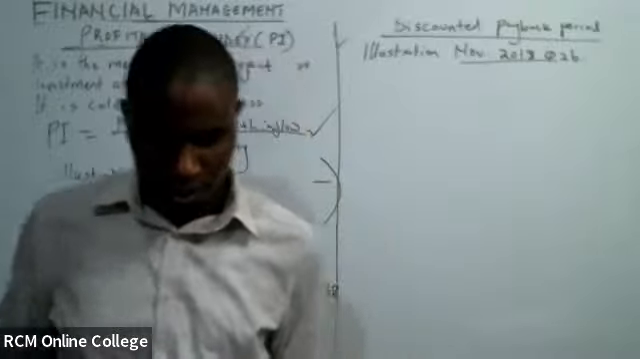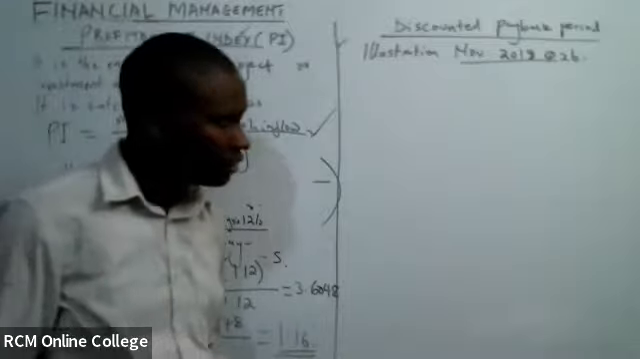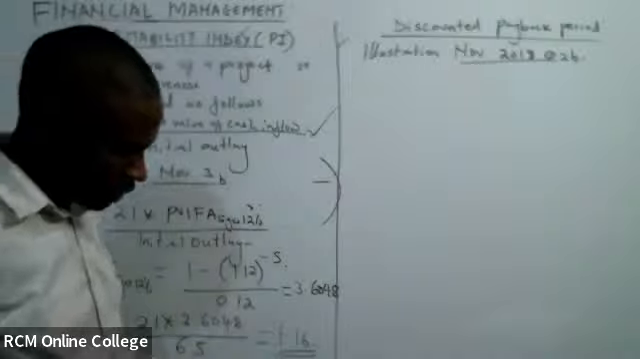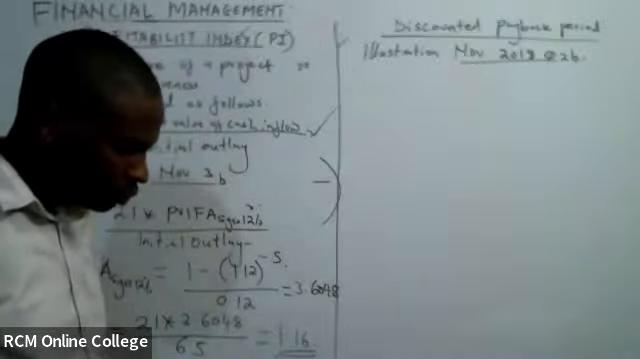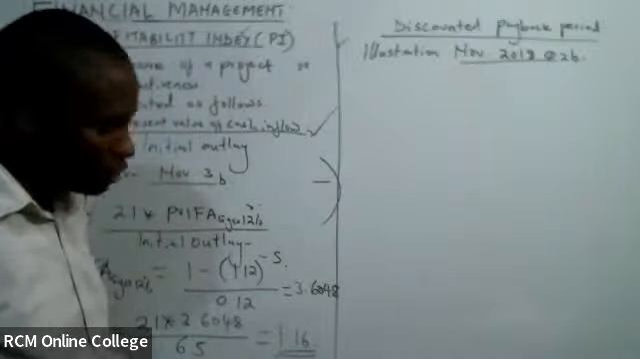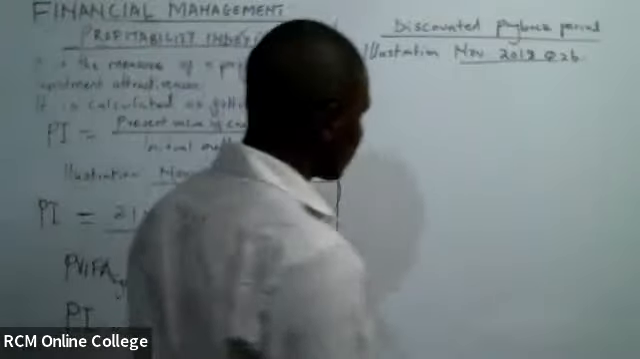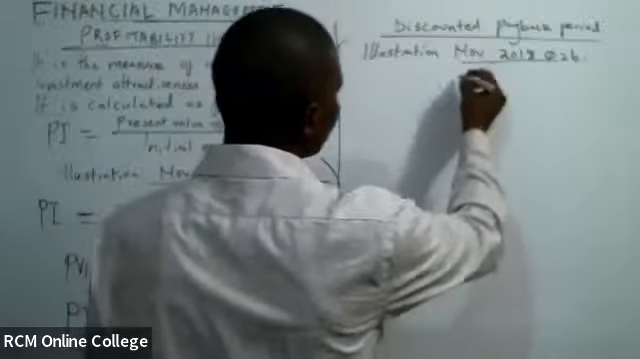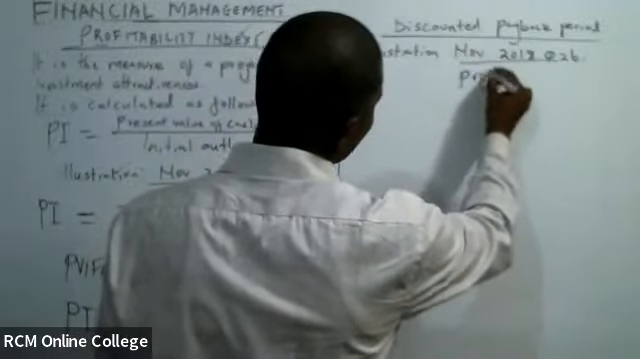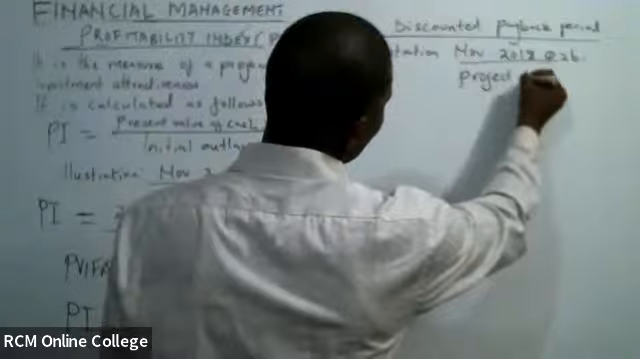Right, thank you so much, Marianne, for that. That's a nice question. So we need to use the discounted payback period to solve this. So we can start with the first project, which is Project Alpha.